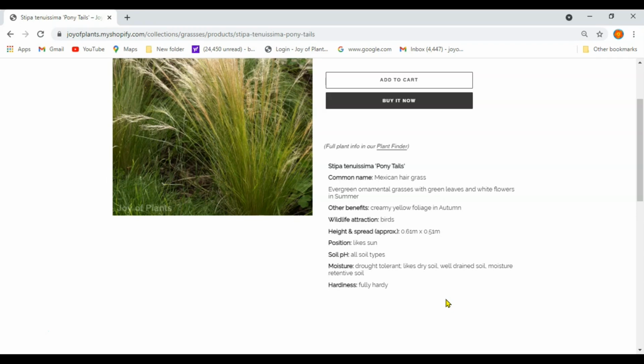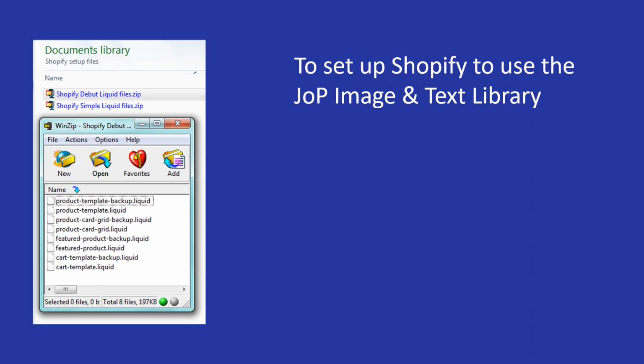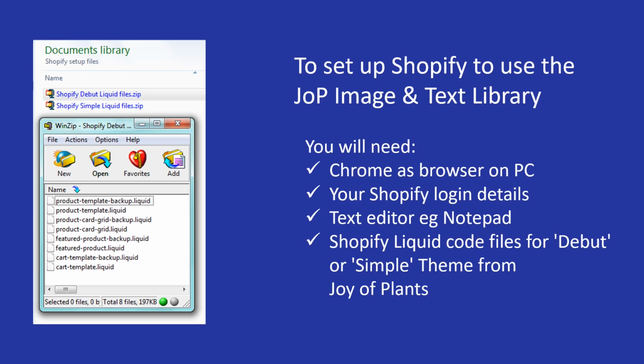I will now show you how to set up Shopify so you can use our image and text library. To set up Shopify to use the Joy of Plants image and text library, you will need Chrome as the browser on your PC, your Shopify login details, a text editor program like Notepad to open the liquid files we send you and copy and paste the code into Shopify. Your PC will almost certainly have Notepad. It's generally installed with Windows.